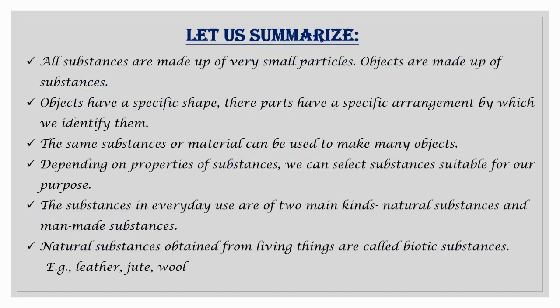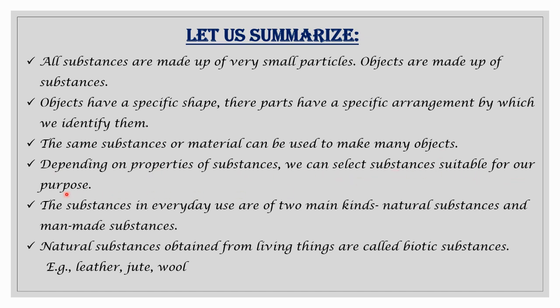So students, this was the end of chapter 6, Substances in Daily Use. Now let's summarize what we have learned in this chapter. So we learned that all substances are made up of very small particles. Objects are made up of substances. Objects have a specific shape. Their parts have a specific arrangement by which we identify them. The same substances or material can be used to make many objects. Depending on properties of substances, we can select substances suitable for our purpose.